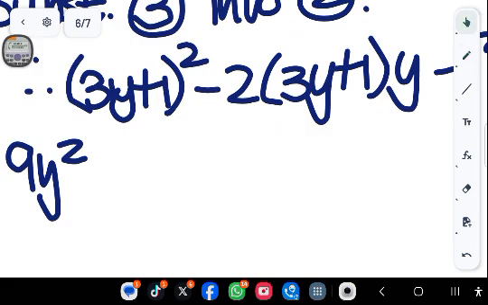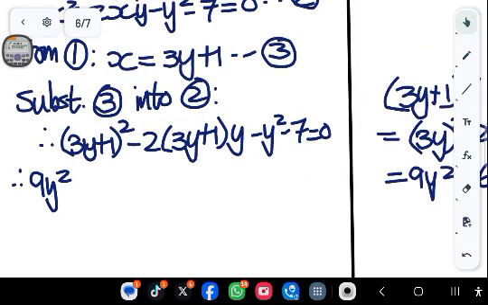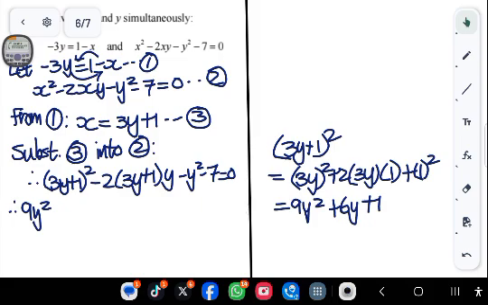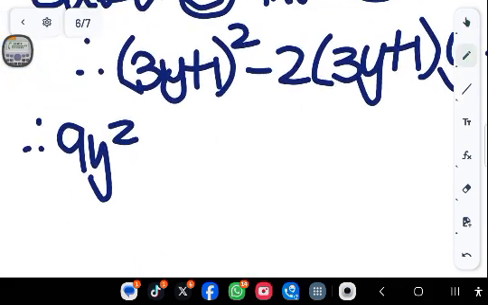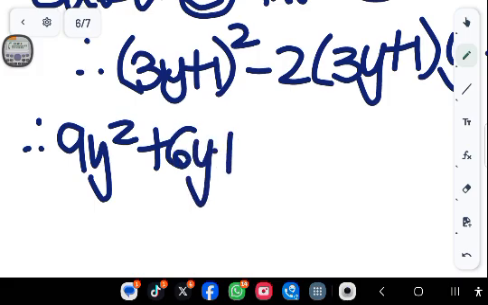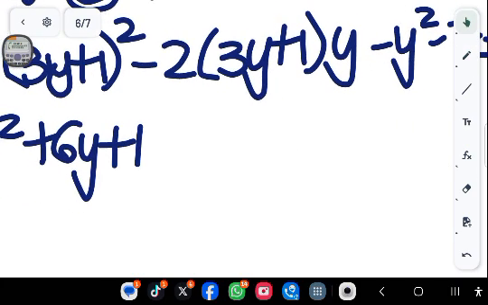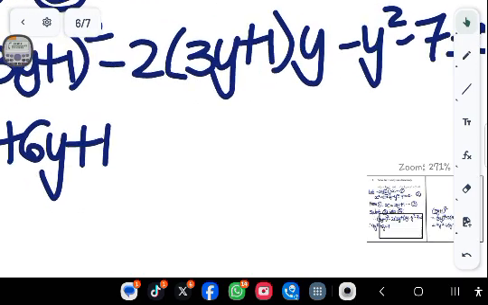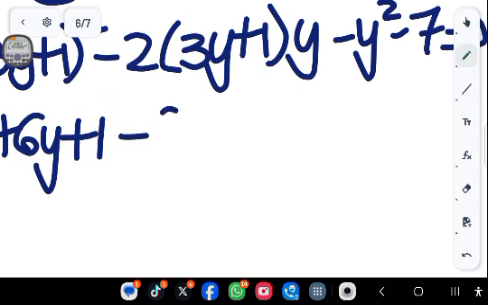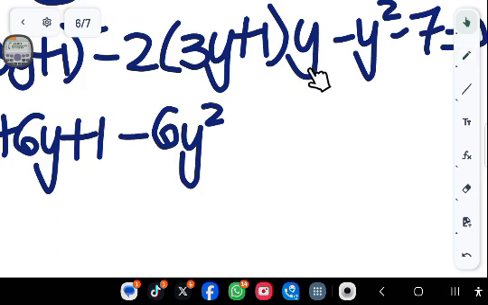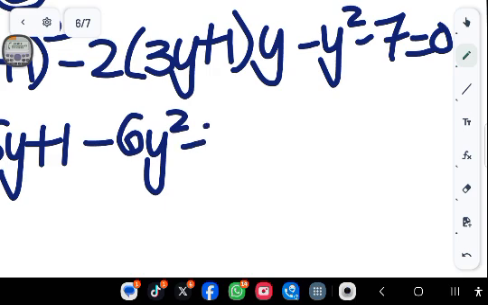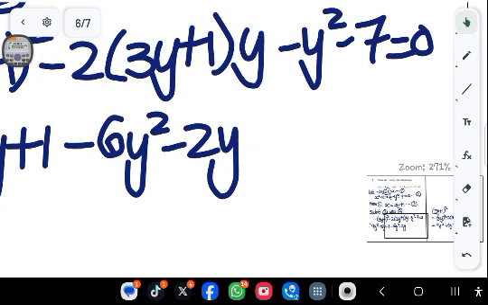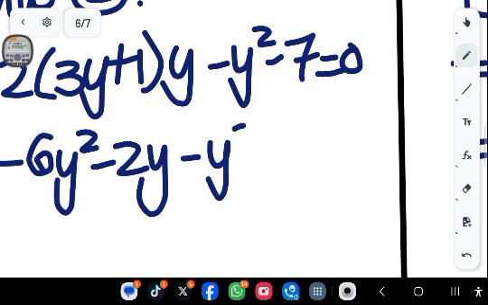So that's 9y squared plus 6y plus 1. This is what we expand. Minus 2y times 3y, that is negative 6y squared. Negative 2y times 1, that is simply negative 2y. Minus y squared minus 7 equals to 0.